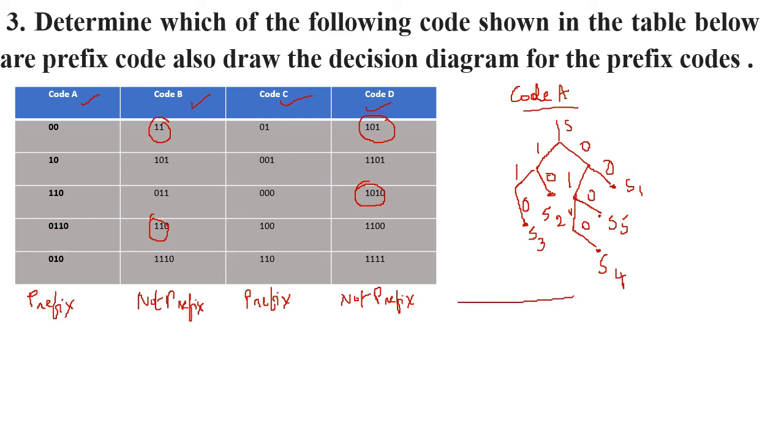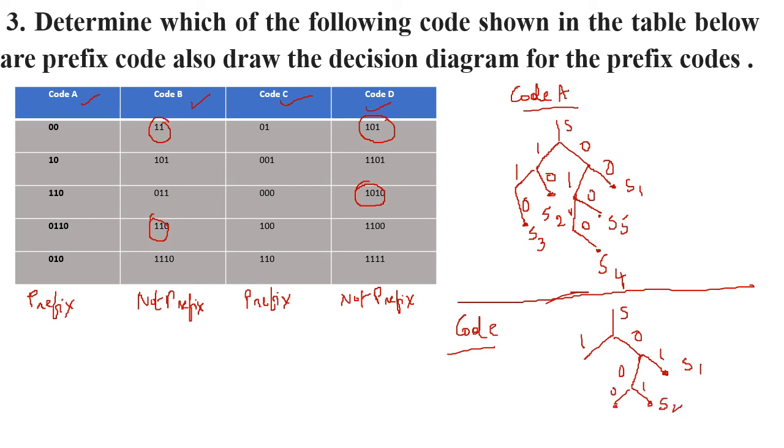Next we'll try to do it for code C here. Code C we'll try to draw. So you have the initial node S, two branches 0 and 1. So 0 is not a symbol. So 0 and 1, you are going to get the terminal node as S1. Then 0, 0, no code word. 0, 0, 1, you are going to get S2. 0, 0 and 0, you are going to get S3.